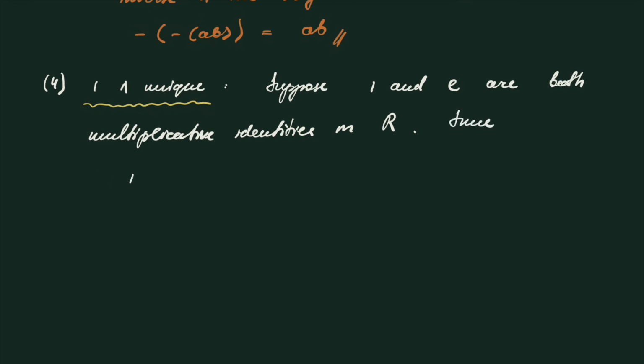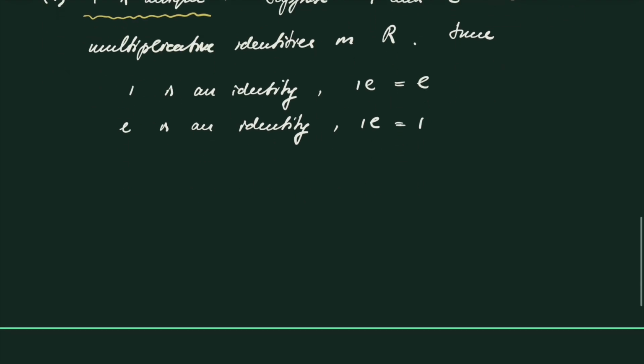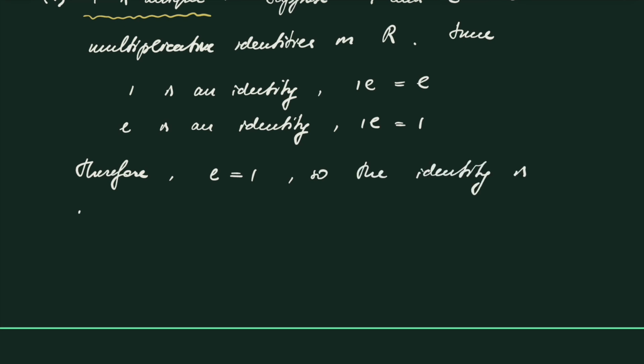Since 1 is an identity, 1 times E must be equal to E. But since E is also an identity, 1 times E must be 1, right? Therefore, E is equal to 1, so the identity is unique.